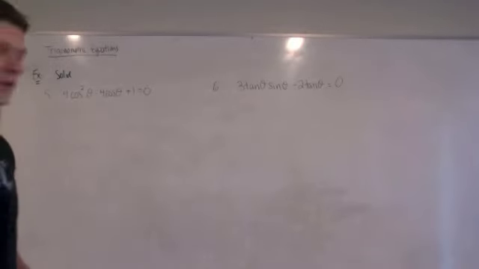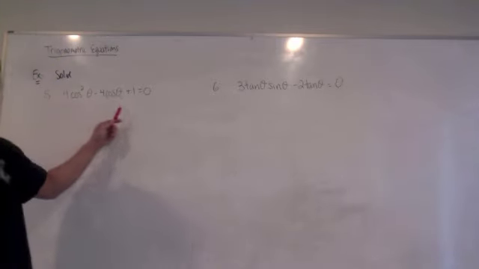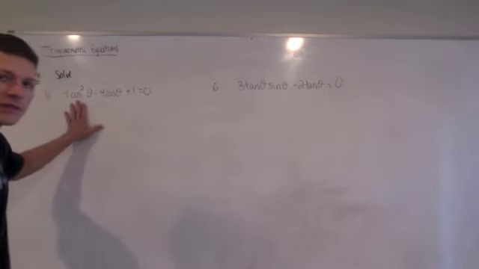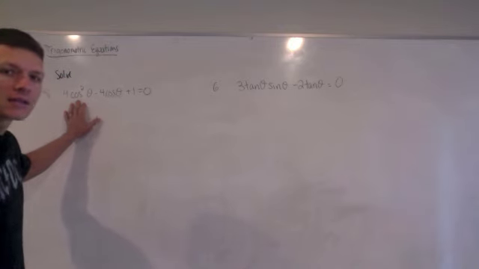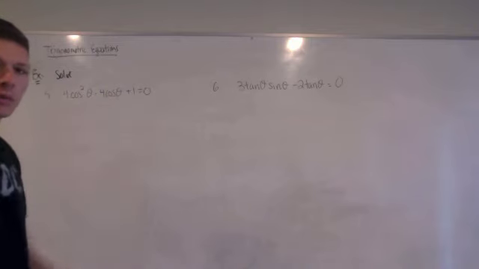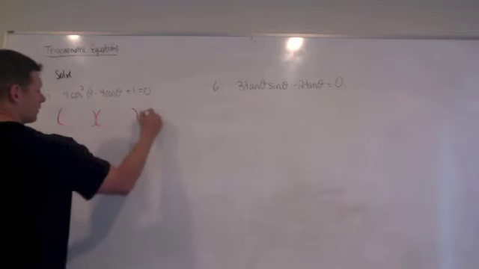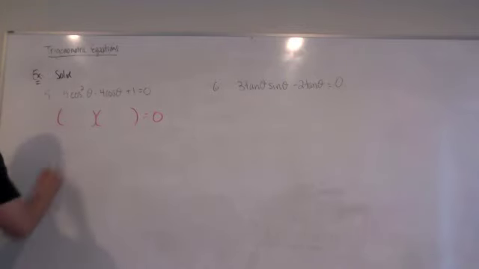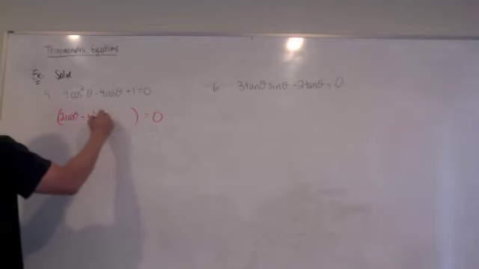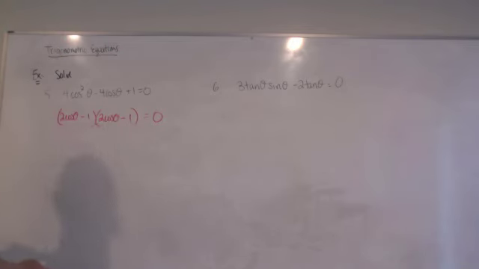Okay, 2 more for us. Suppose I have 4 cosine squared theta minus 4 cosine theta plus 1 equals 0. How do I solve something like this? Well, instead of seeing it as cosine theta, you see it as an x. Like, how would you solve 4x squared minus 4x plus 1? Well, you'd factor it. We're going to do the same thing here. If you factor this, and it does factor, I think you get 2 cosine theta minus 1 and 2 cosine theta minus 1.